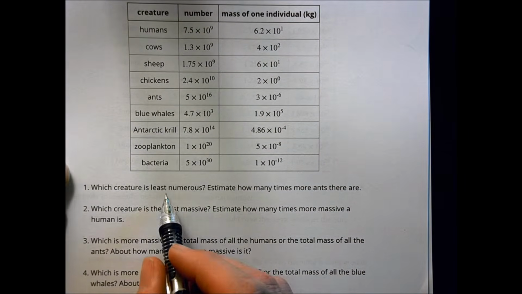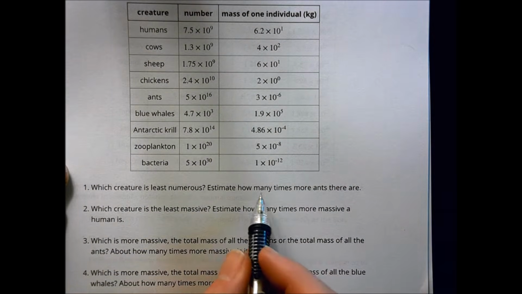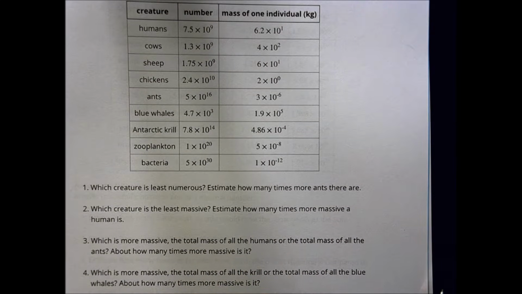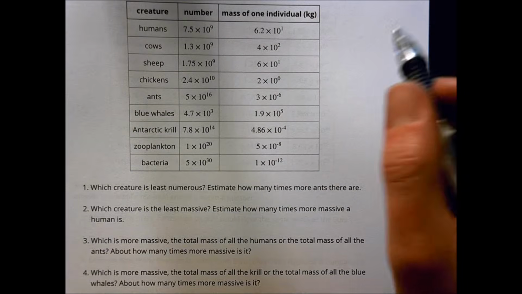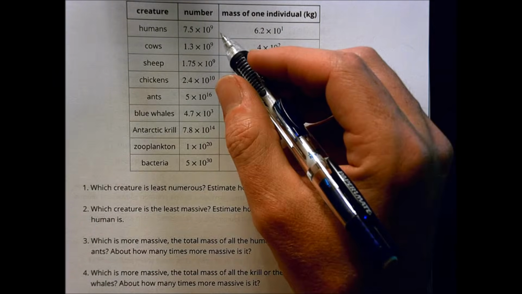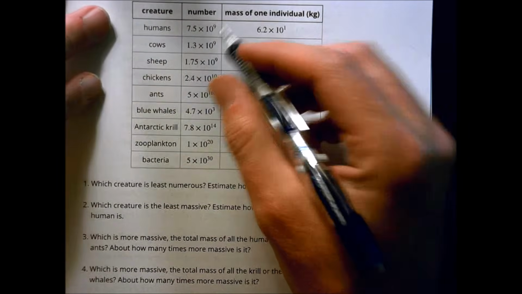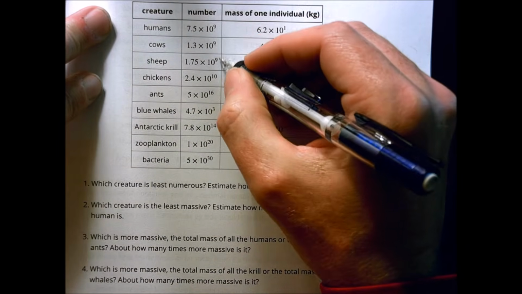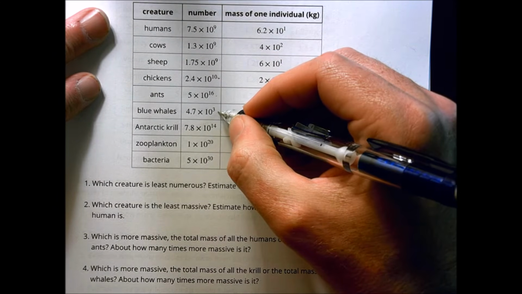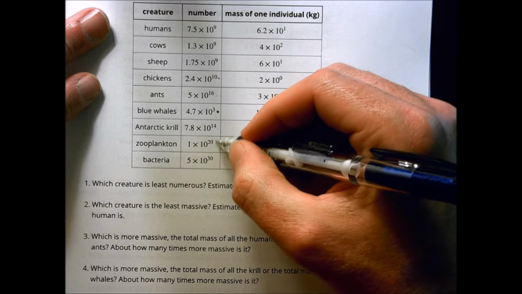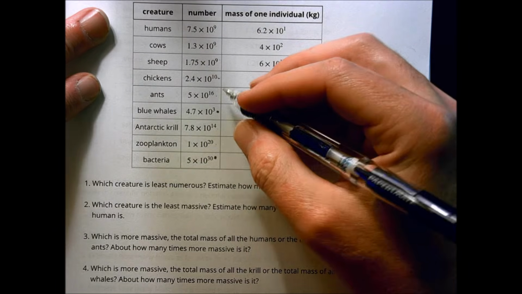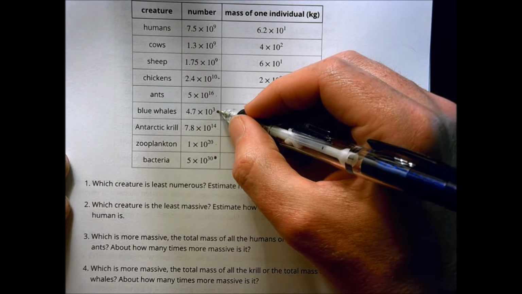Which creature is least numerous? Estimate how many times more ants there are. So let's take a look at this. Which one is the least numerous? Now, first of all, it might be a little bit hard to figure that out because they do have different base 10s. This is 10 to the 9th. 9, 9, 10, that's bigger. 16, that's bigger. 3, that's pretty small. 14, bigger. 20, 30, that looks like the biggest, right? So in terms of the least numerous, that's going to be the blue whale.